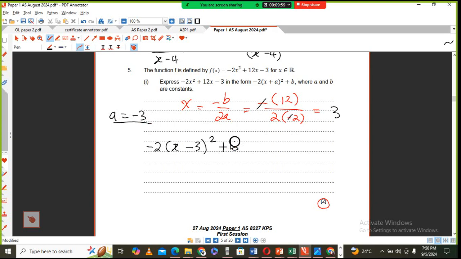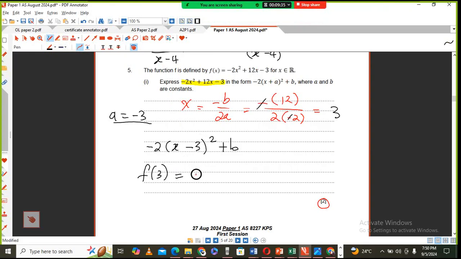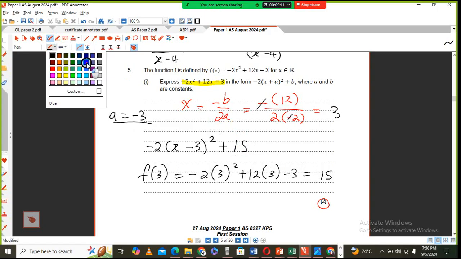So to find the value of B, you're going to take this answer here. You're going to say f of 3 is equal to, so you put it back into the original function. That's what you're going to do for x. So that's -2(3) squared plus 12(3) minus 3. If you do this, you are going to end up getting 15. So at the end of the day, you could just go ahead and say that's 15. And that's it. Because they said you must express it in that way. They didn't explicitly say you must use this method and that method.